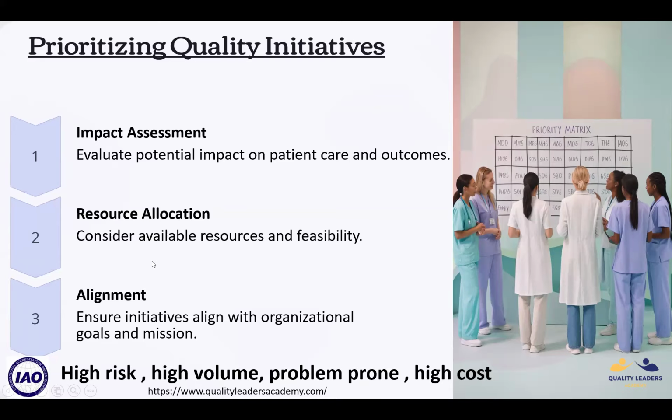Now, when allocating the resources, we are supposed to do a feasibility assessment of each project. Whether sufficient staff is available, funding is available, and what the time frame is. It's crucial to determine all these things for successful implementation of an initiative. And the final step is alignment. All these quality initiatives should be aligned with organization goals and missions.